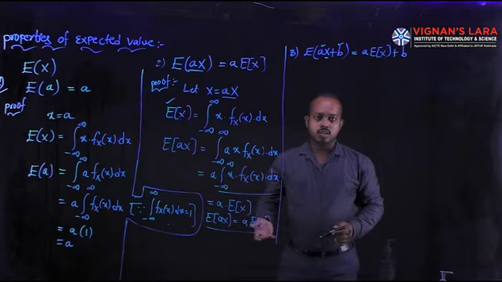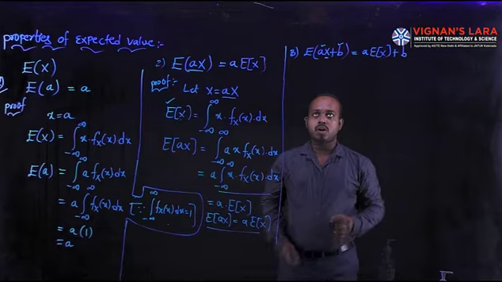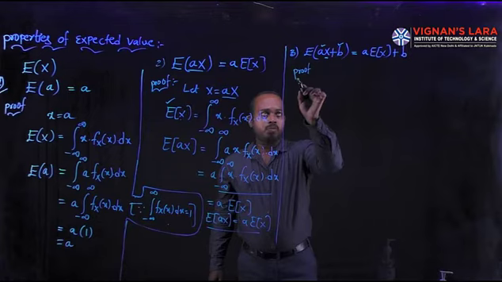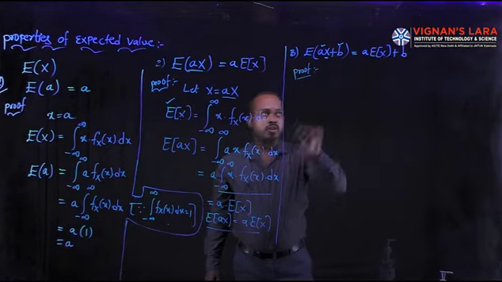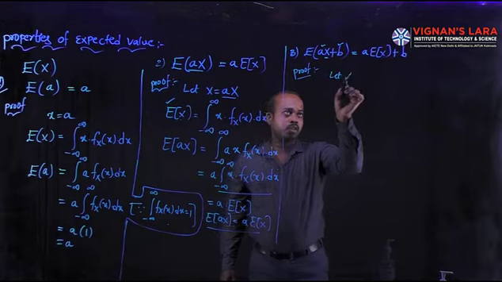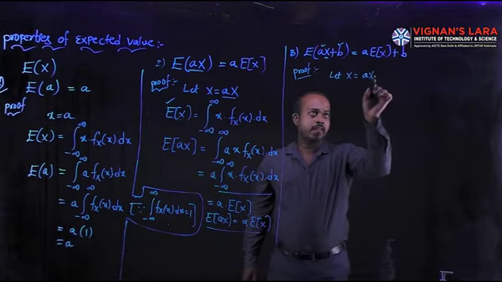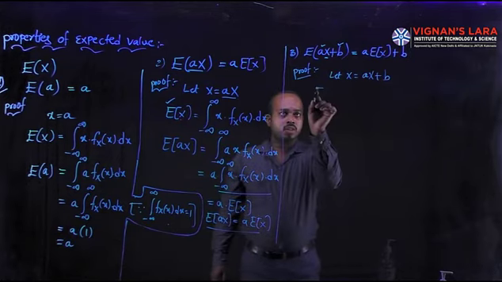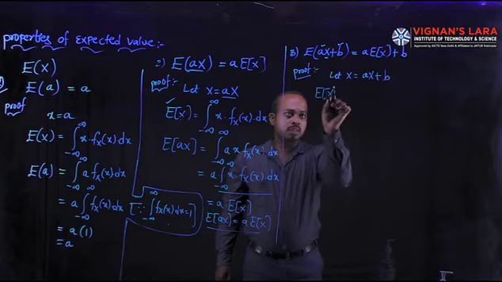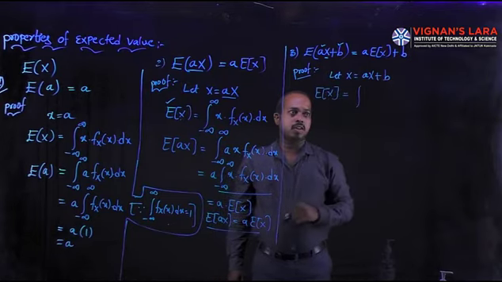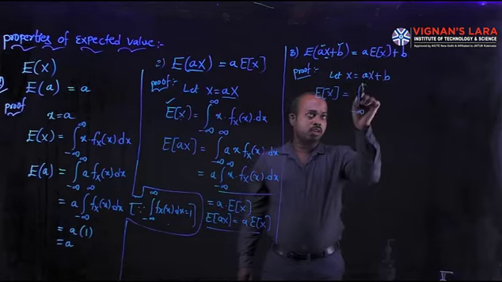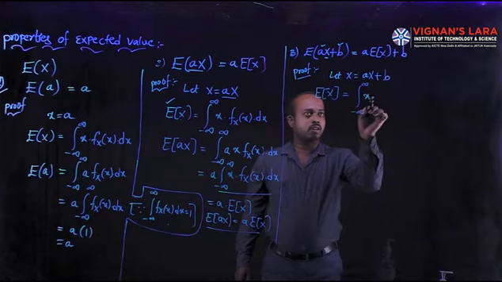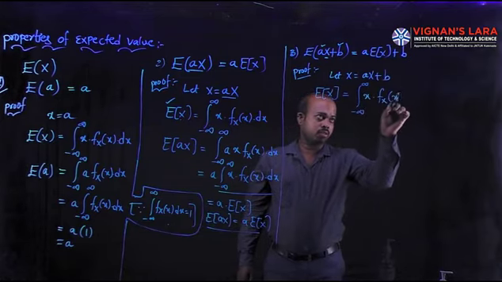We can derive the final value of this property using the fundamental definition of expected value. For obtaining this property, I am taking the x values as the linear equation. Let capital X is equal to ax plus b. Here I am writing the basic definition of expectation: expectation of x is equal to integral minus infinity to plus infinity x into fx of x into dx.